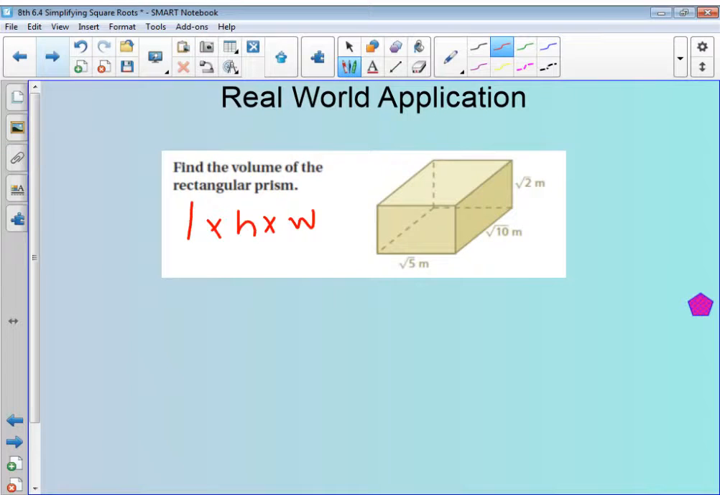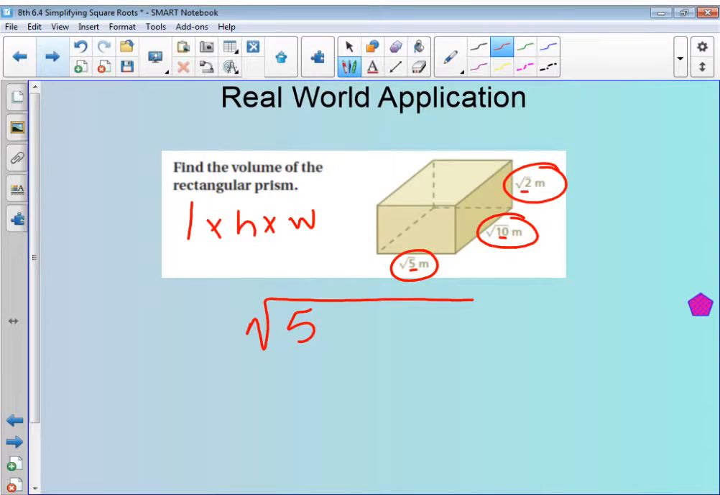So when we do this, we want to multiply all of these out. So we're going to take this times this times this. So underneath my square root sign, I'm just going to write each of these numbers. So I've got 5 times 10 times 2. Now, why can I write them underneath the square root all at the same time? Because they're all under a square root sign, which means I can place all of them under the same radical symbol.